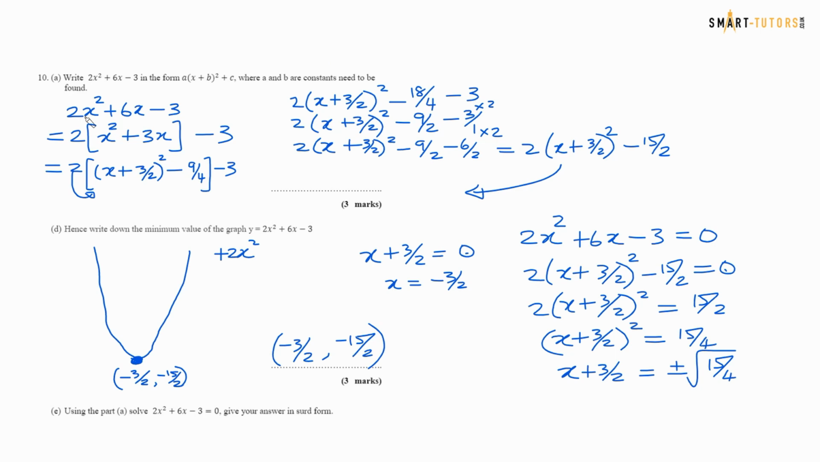So square root of 15, we don't know what that is. So plus or minus square root of 15, and square root of 4 is 2. So the x answer is, plus 3 over 2 going to the other side, minus 3 over 2 plus or minus root 15 over 2. So the answer is minus 3 plus or minus root 15, all over 2. So the two answers are here: minus 3 plus root 15 over 2, or minus 3 minus root 15 over 2. That is the final answer for part C.